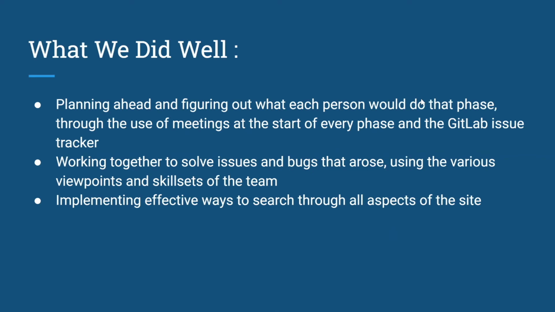So for our self-critique section, the things that we did well were we did a good job of planning ahead and figuring out what each person was going to do that phase. And we did that through meetings at the start of every phase in the GitLab issue tracker. We worked together well to solve issues and bugs, and we implemented an effective search throughout the site.